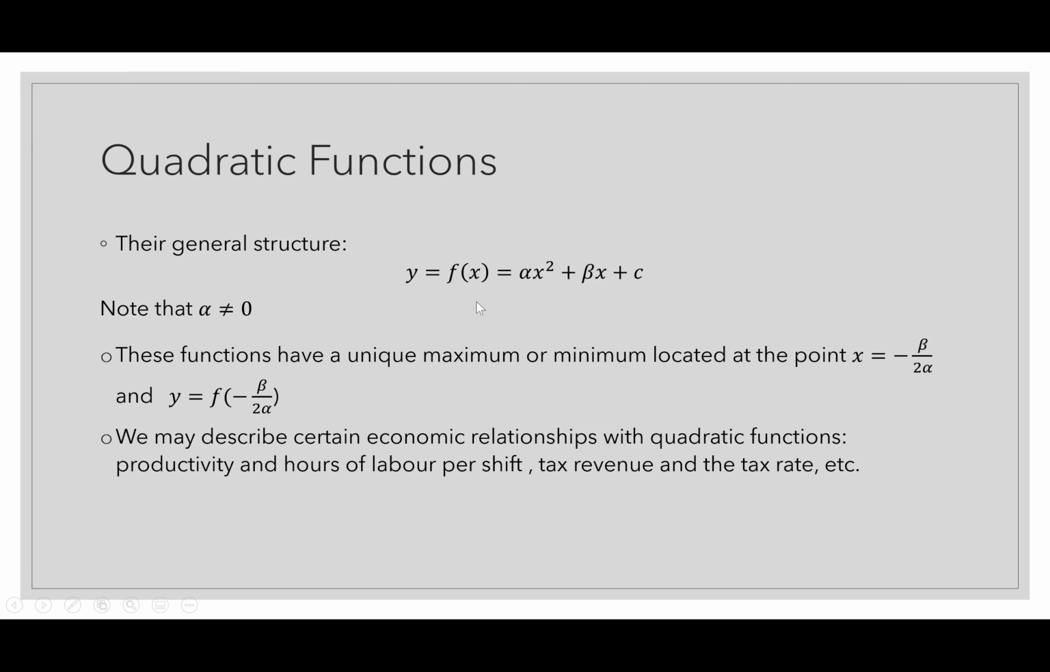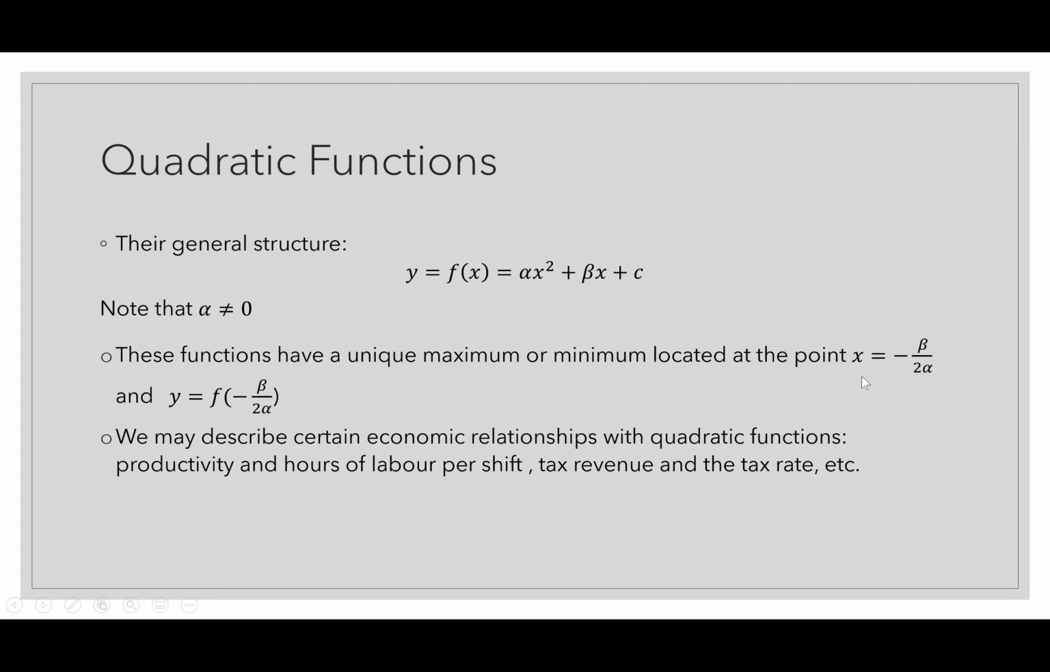Now, note also that alpha cannot be equal to 0, because if it is equal to 0, then this function just reduces, it is equivalent to a linear function. So in this case, we would not have a quadratic function. Now, these functions are special because they feature a unique maximum or minimum depending on the sign of alpha. And this is going to be a global maximum or minimum, which in the future we'll make the more formal distinction between local and global maxima and minima. But for now, let's just note that there's going to be a global maximum or minimum featured by these functions.